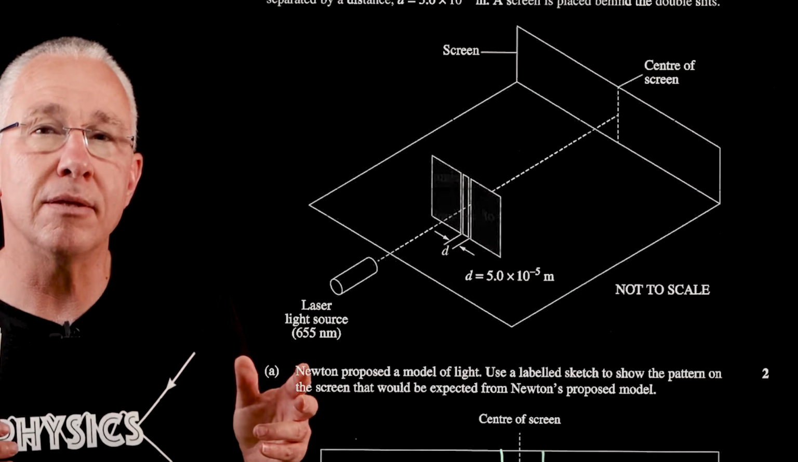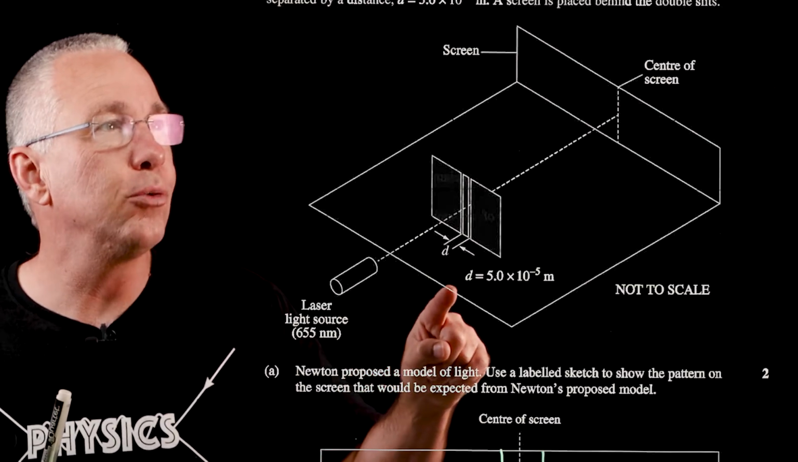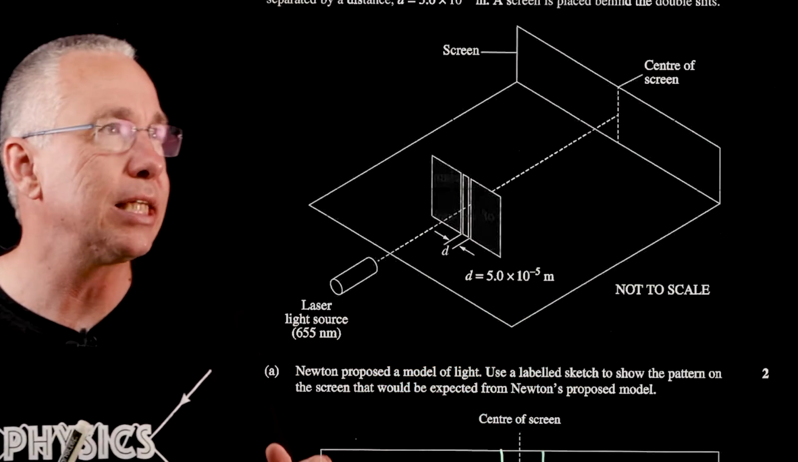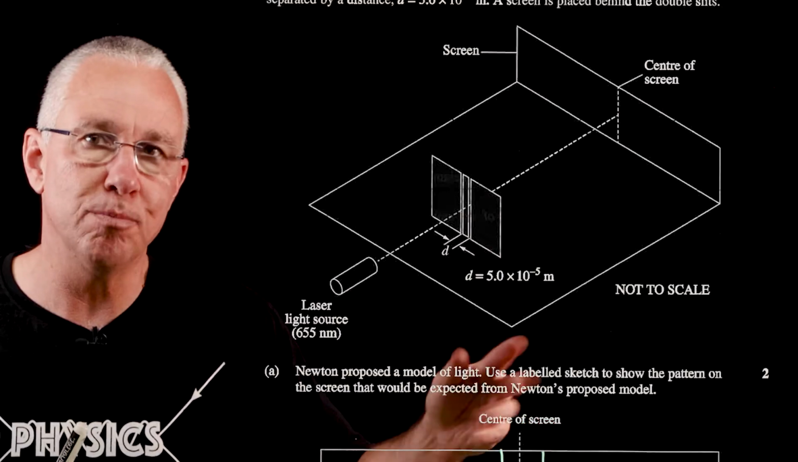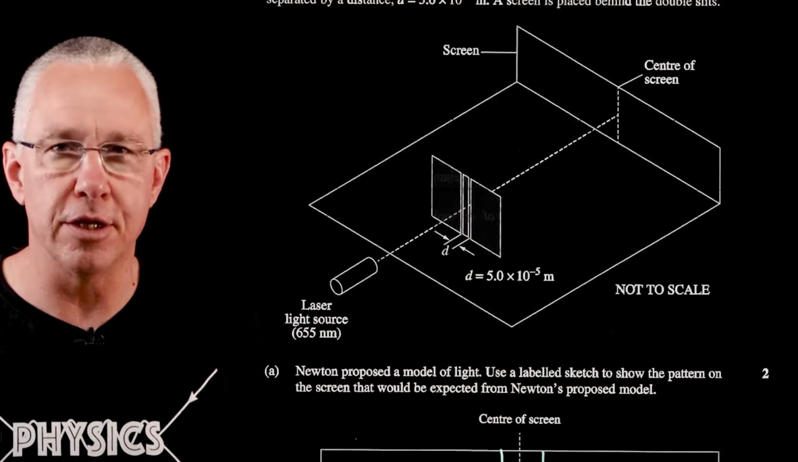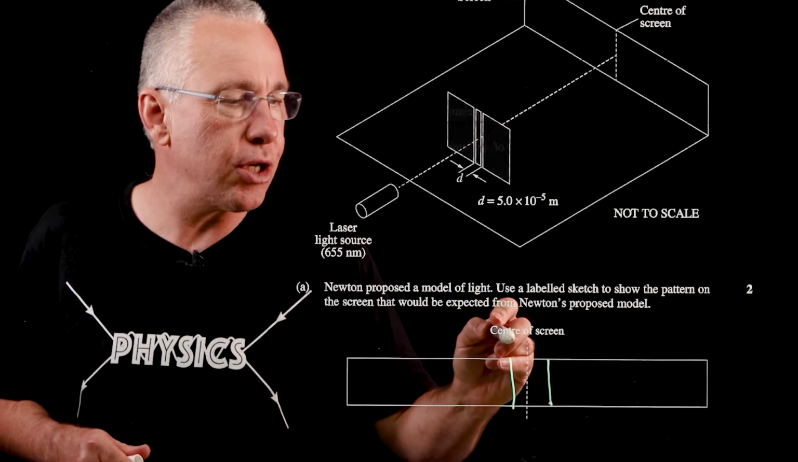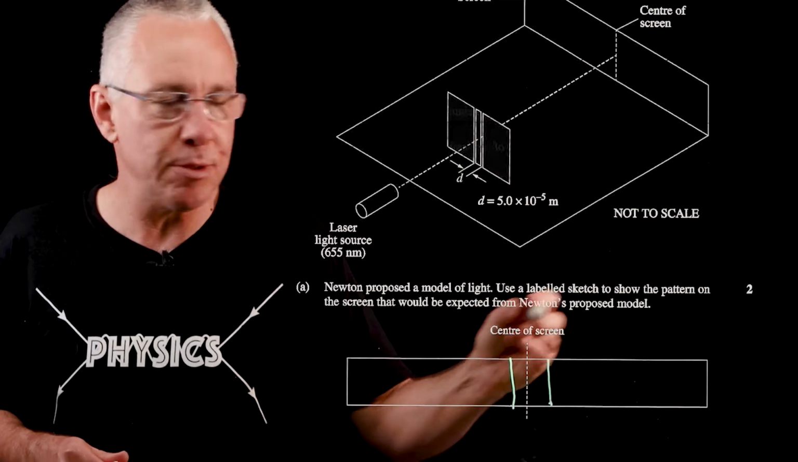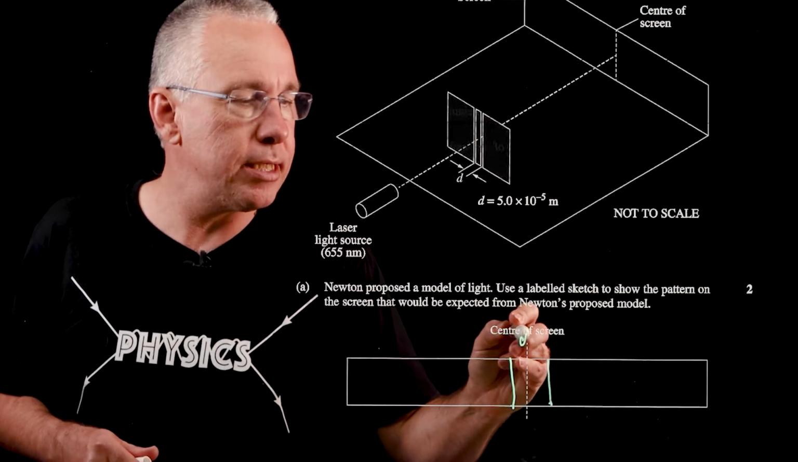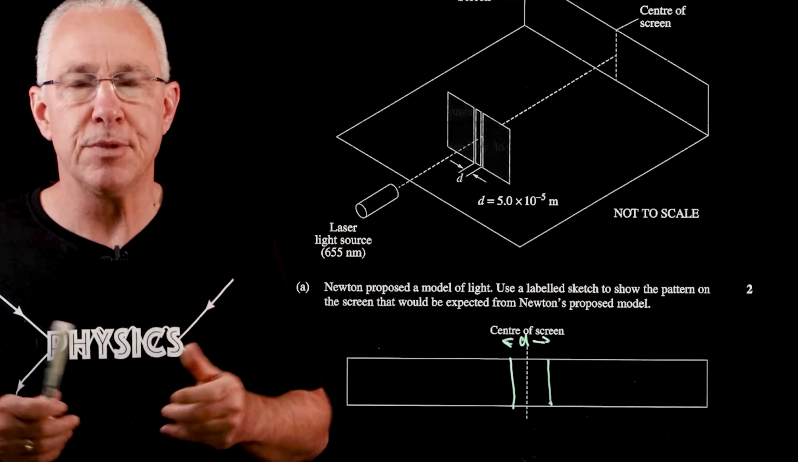What is obviously occurring is simply that the corpuscles are passing through one slit or the other slit, and so you'd get these two piles, so to speak, of light on the screen. Now, we need to label it, of course, and what we need to label is that the distance between these two lines is basically going to be the same as our slit separation, like so.